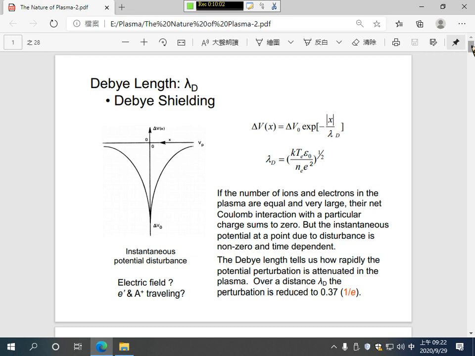And the potential difference between the plasma potential and the potential at the local space is delta V of x. So delta V of x equals delta V0 times exponential of minus x divided by lambda d. So the potential difference will change with the distance from the center of the electron, or the center of an individual charged particle.